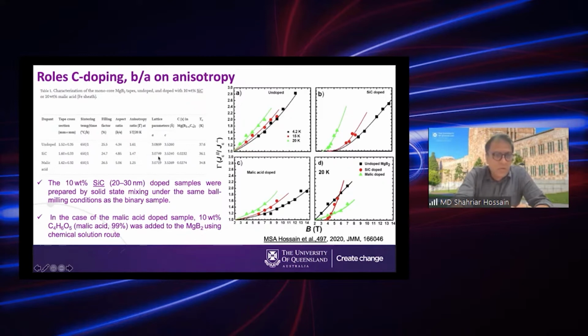And the lattice parameter: if you look at the different carbon doping, the lattice parameter decreased and Tc also decreased, which is in agreement with the current reports.